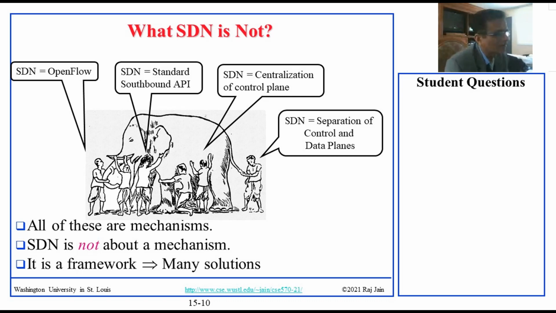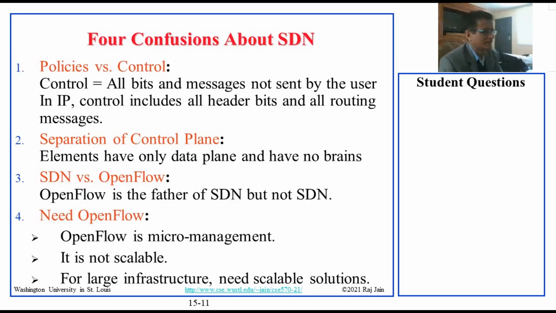So there are four key confusions about SDN. First is that people cannot distinguish between policies and control. Control is all the bits that are not sent by the user, but are required for getting the message from here to there. The user sent the payload and then we added the header to it. Those header bits are control bits. We added a routing table, that is a control bit, and so on and so forth.